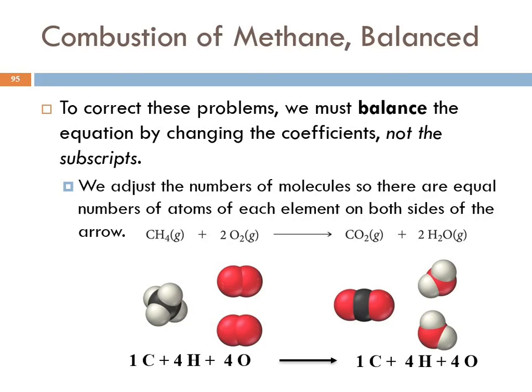And we do this by using what are called coefficients. We do not change the subscripts. So here's our equation. And now it's got a coefficient in front of oxygen. And here are pictures. Pictures are always nice. So here's methane. 1 black ball and 4 white balls. And it's reacting with 2 oxygen molecules. So that's a total of 4 red balls.